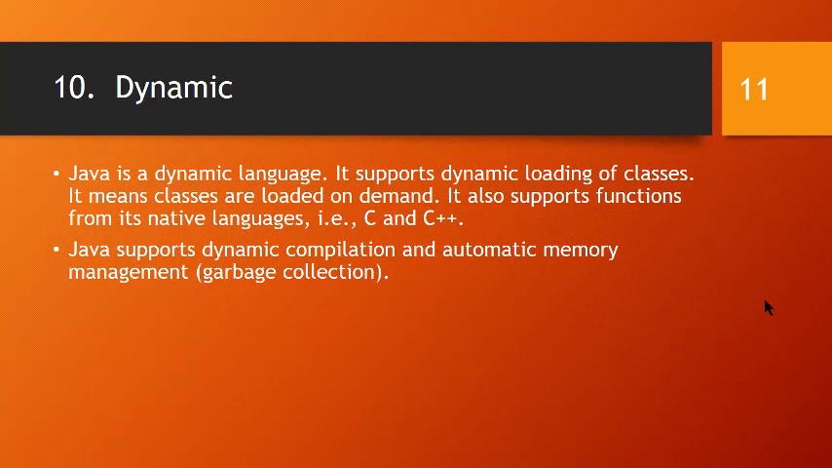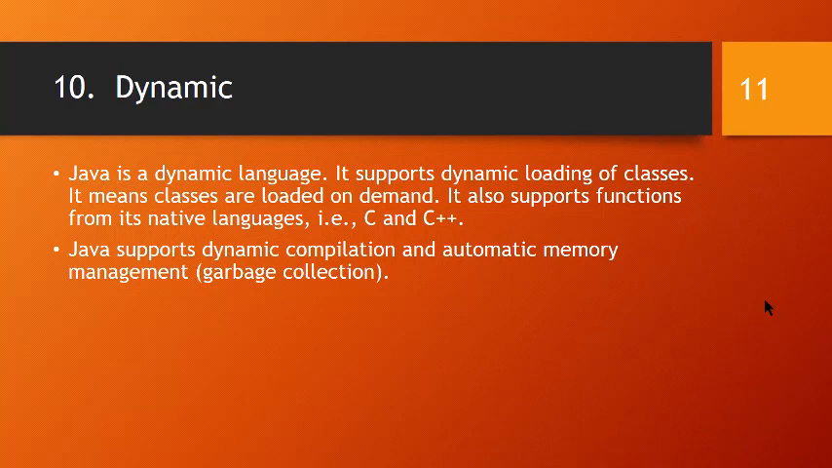And last but not the least, Java is dynamic. Java is a dynamic language. It supports dynamic loading of classes. It means that classes are loaded on demand. It also supports functions from its native languages like C and C++.